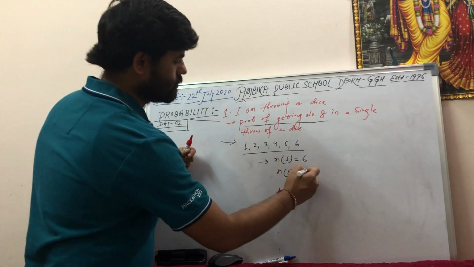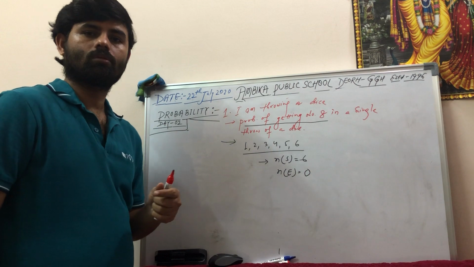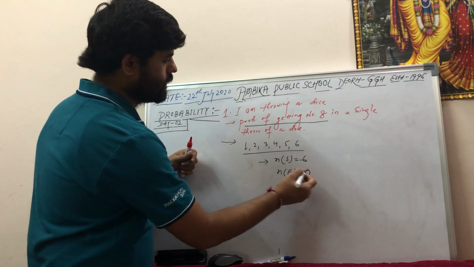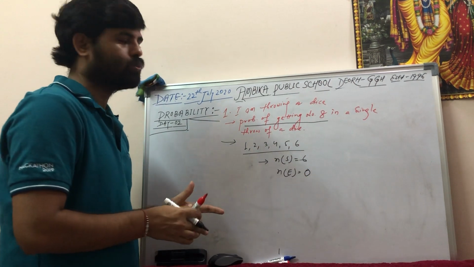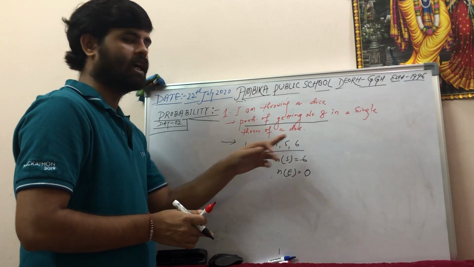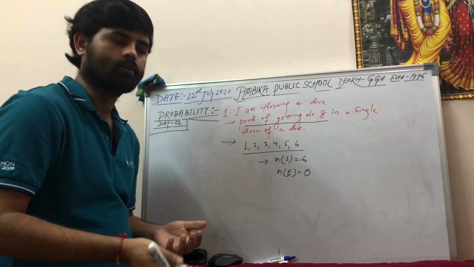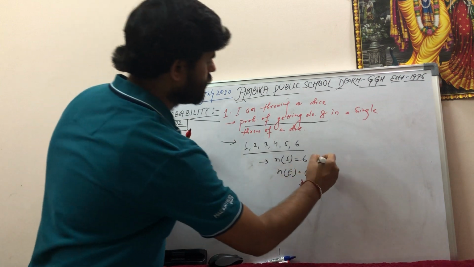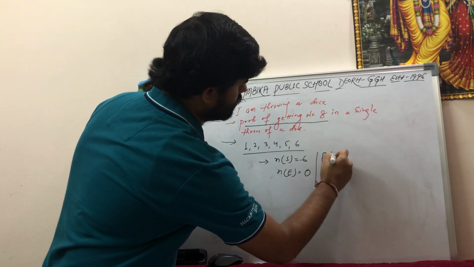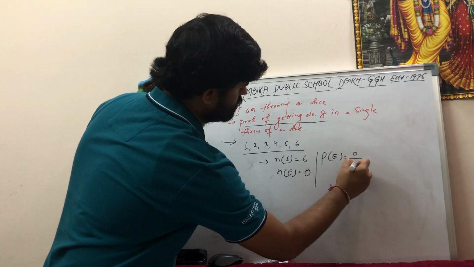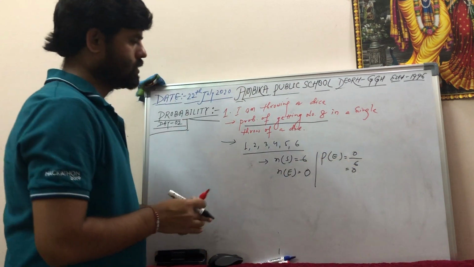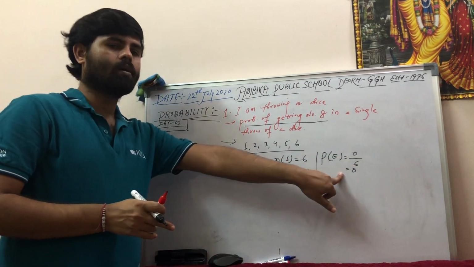We are not seeing number 8 here anywhere. So I can say that number of event equals 0. Right? Because I am not seeing number 8 here. It is not possible that you will get 8 in the throwing of a dice. So number of event equals 0. So probability equals what? Probability equals 0 by 6 equals 0. So you can see that here the probability equals 0.